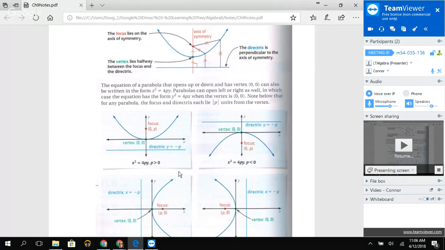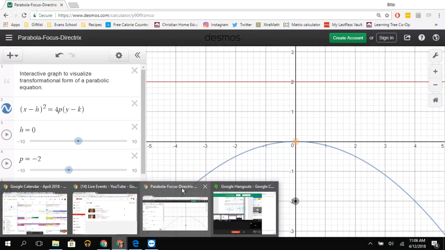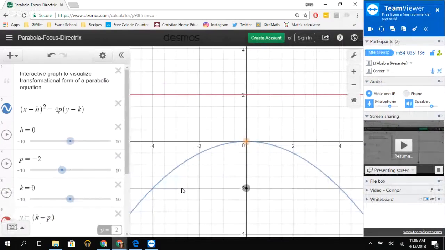And I think that some of the Desmos things actually make things easier to see than what I was trying to do. So I think it's up on here. Yes. Okay. So this is a Desmos program that somebody came up with that lets you visualize the different pieces of a parabola.